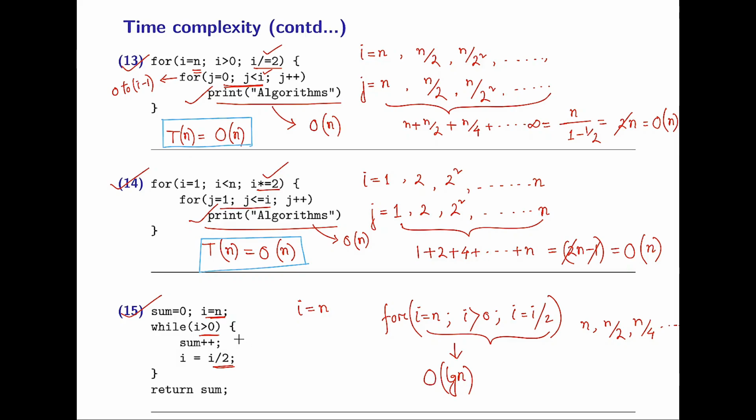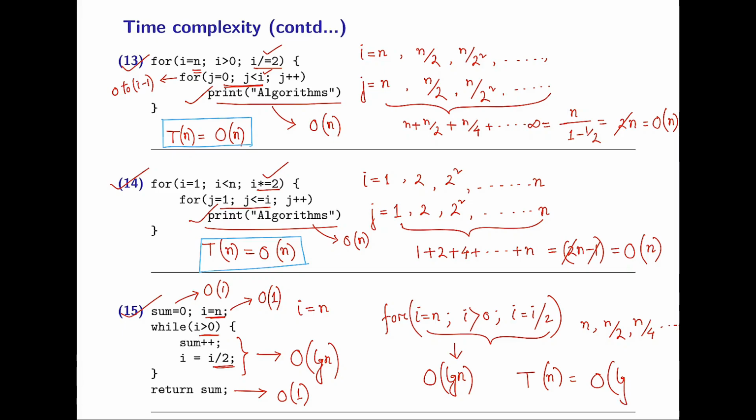The statements inside the while loop, how many times are they going to execute? Big O of log n. And the statement return sum is big O of 1. It is a constant term, whether you write it or not doesn't matter. Anyway, those are lower order terms and will be eliminated in asymptotic notation. So what is T(n)? T(n) is equal to the highest order term, here big O of log n, and T(n) means the time complexity of this algorithm that we have seen.